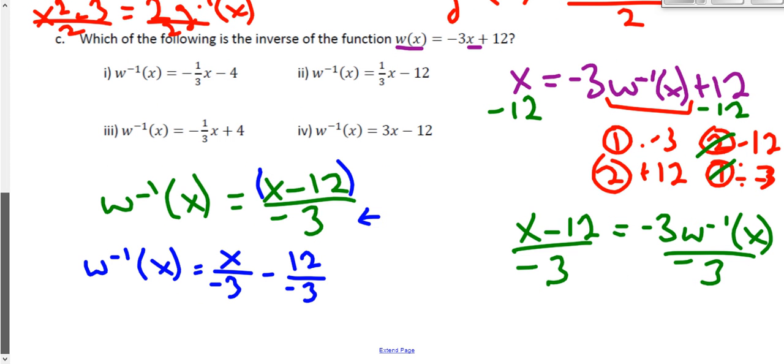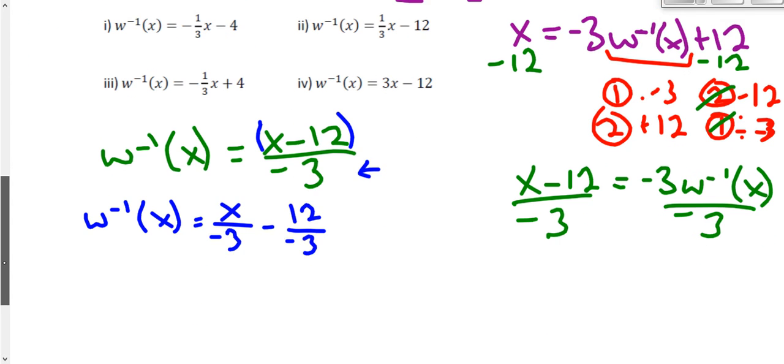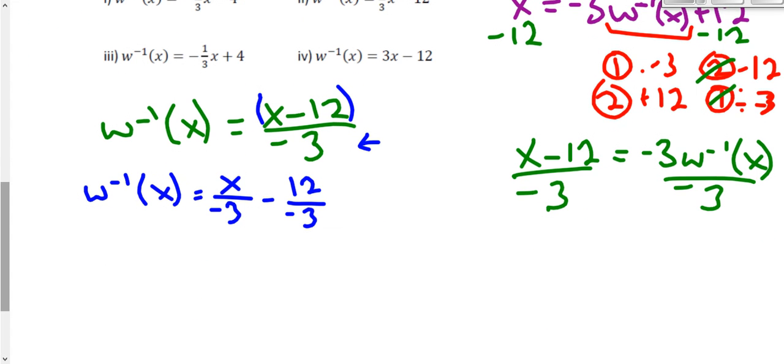Now all of these options have 1/3, almost all of them have 1/3 times x. And if I take my x and divide it by -3, it's the same thing as multiplying it by -1/3. It just means I have to find 1/3 of whatever x is and change its sign to the opposite side. So -1/3 x is going to be part of my answer. And the only other thing I have to simplify is this over here, -12 over -3. 12 divided by -3 is -4, but I have to subtract a -4.